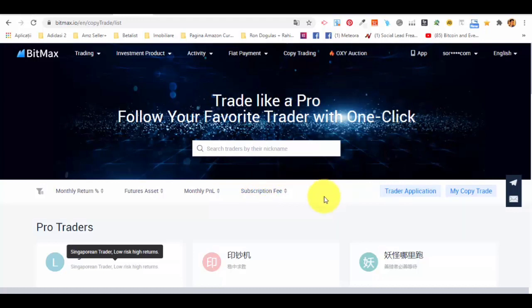But from all the free methods that we have recommended, we would go personally, but again, it's up to you, with the staking.